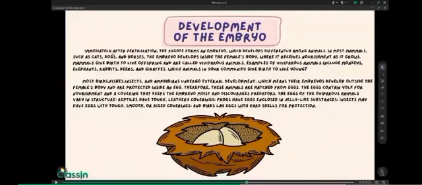Development of the embryo. Immediately after fertilization, the zygote forms an embryo, which develops differently among animals. In most mammals, such as cats, dogs, and horses, the embryo develops inside the female's body, where it receives nourishment as it grows. Mammals give birth to live offspring and are called viviparous animals. Examples of viviparous animals include monkeys, elephants, rabbits, deer, and giraffes. Which animals in your community give birth to live young?